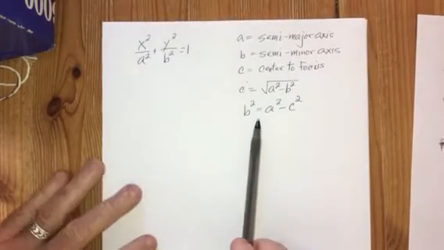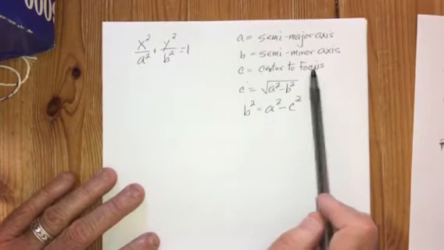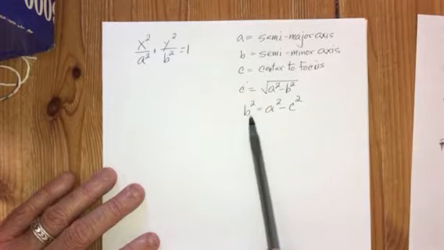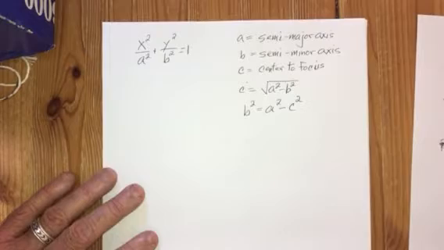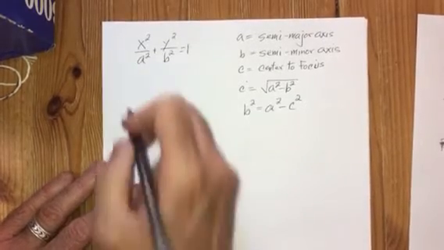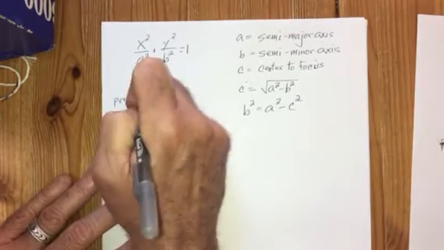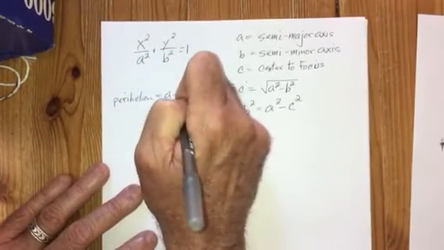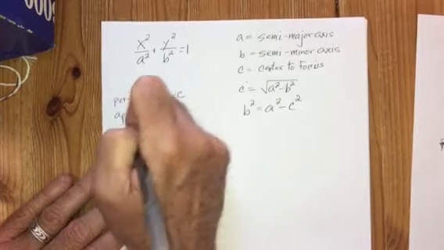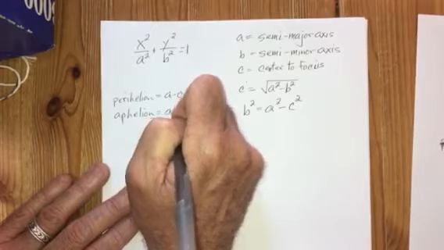So what this means is that if we know the semi-major axis and we know the distance from the center to the focus, we can then calculate b squared, which is important in our equation. Now, in our last video, we said that the distance from the sun to a planet at perihelion was equal to a minus c, and the distance from the sun to a planet at aphelion was equal to a plus c.